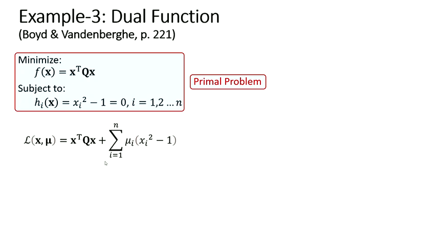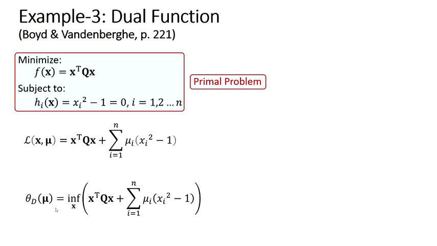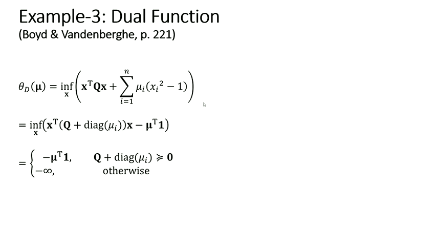Construct the Lagrangian. I have xi squared minus 1 equals 0, and so I have mu i's as the equality constraint Lagrangian multipliers. So this is mu i, and we have n of those. So theta d of mu equals the infimum of this Lagrangian, correct? Store this aside, and this is what we have, theta d.